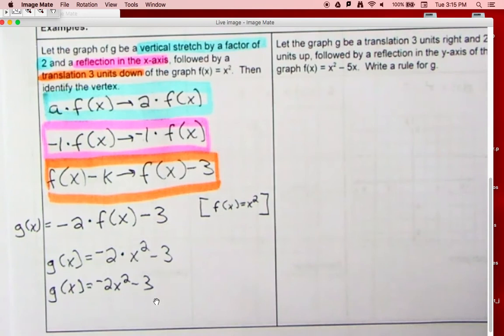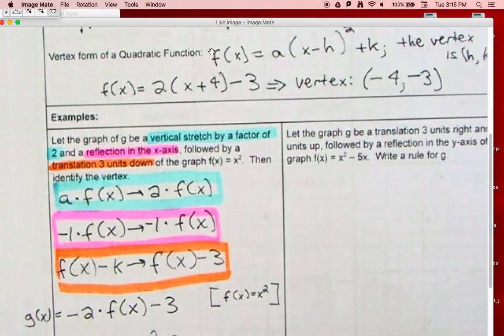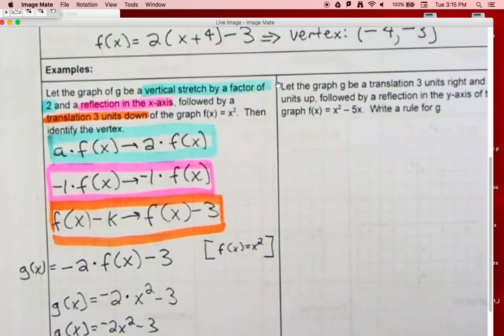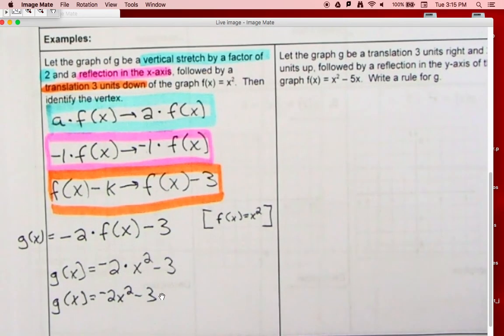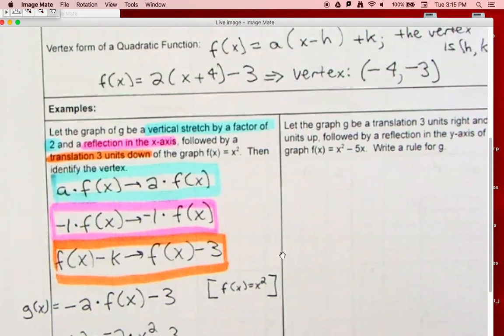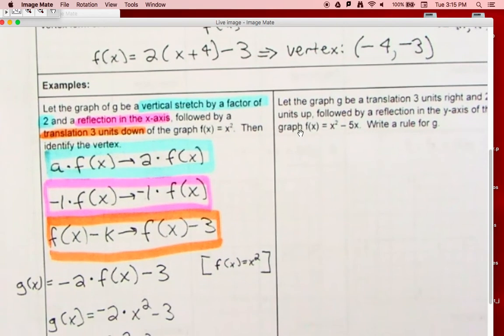All right, the next part of this problem, it says you want to identify the vertex. So what we have to do in order to identify the vertex is we have to write it in this form. And you can see we're pretty close. We already got an a value of -2. We've already got a plus k. In this case, it's a minus k. It's a -3. But what we don't have is an x minus h inside the parentheses.